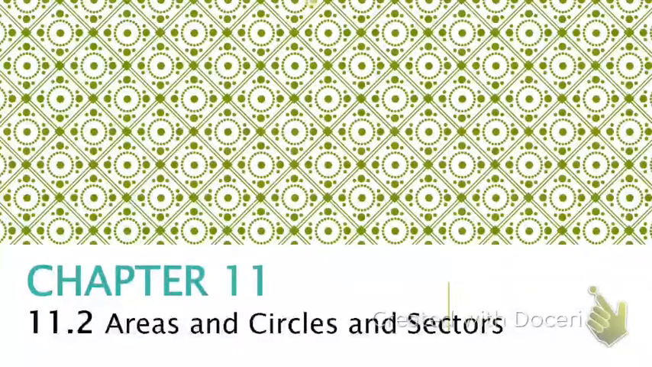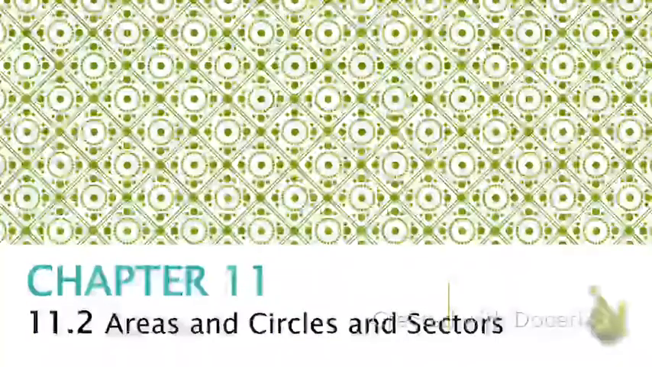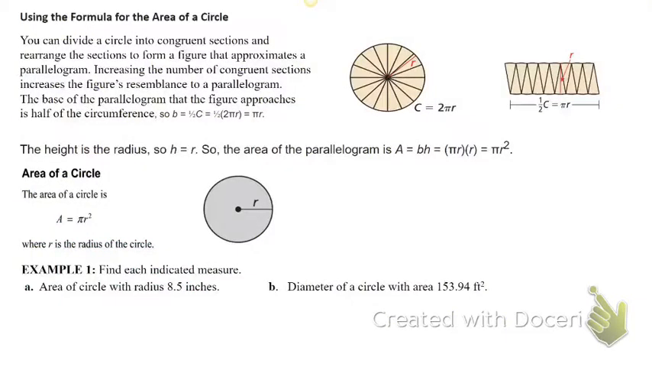All right, let's take a look at area of circles and sectors. So we know that the formula for area of a circle is area equals pi r squared, and we can look at this diagram to get an idea of where that formula comes from.